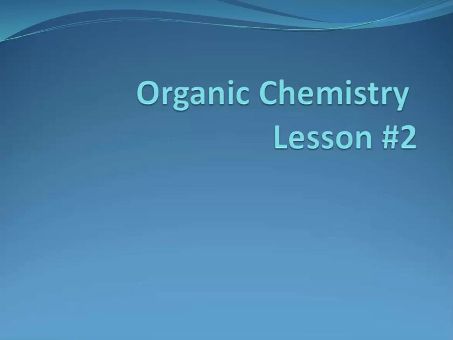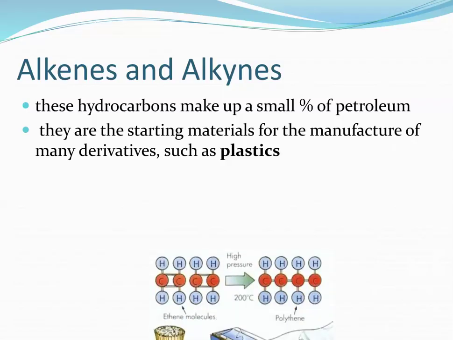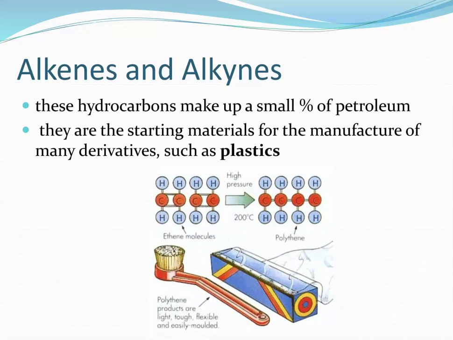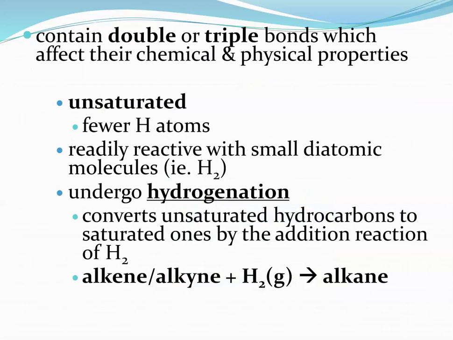Today's lesson will explain how to name and draw alkenes and alkynes. Alkenes and alkynes are hydrocarbons that have different properties than alkanes. They are the starting materials that are used in the production of many products. Alkenes have double bonds and alkynes have triple bonds. These bonds affect their chemical and physical properties.